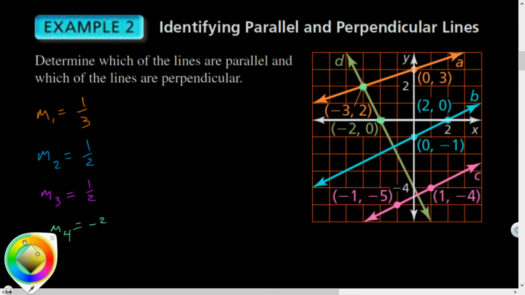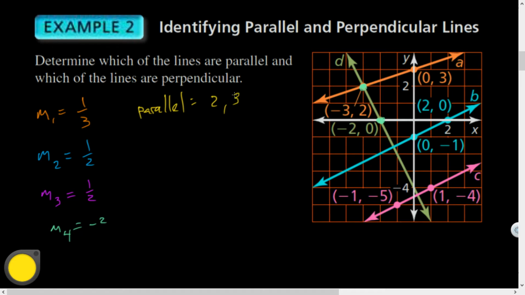So question for parallel. Which lines are parallel? 2 and 3. Okay, and how about perpendicular?